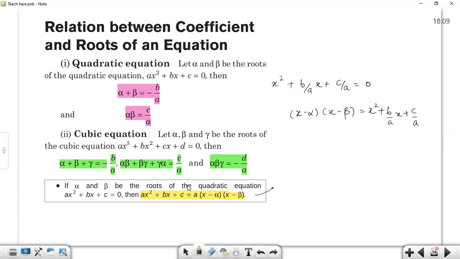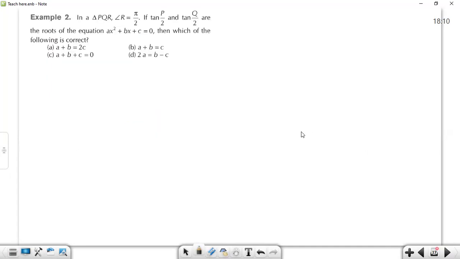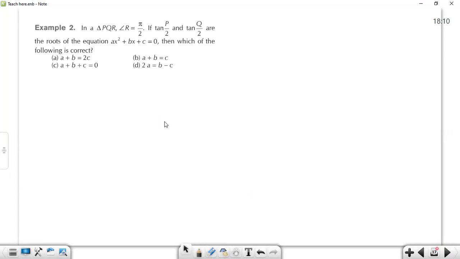Yes, sir. So let's move forward to the next example as it is given. So now first tell me, what is the sum of all interior angles in a triangle? 180 degrees. Good.